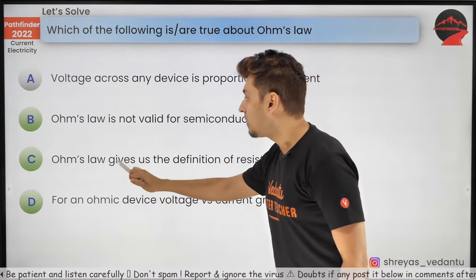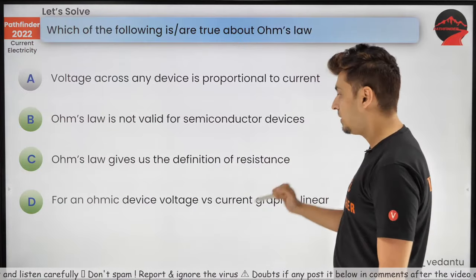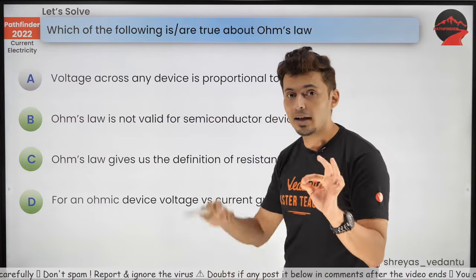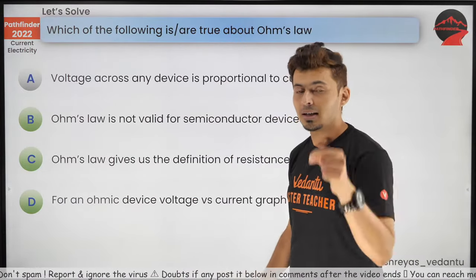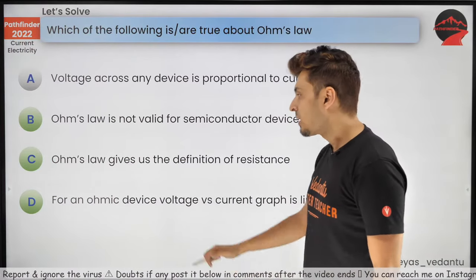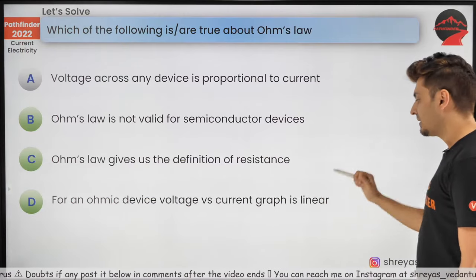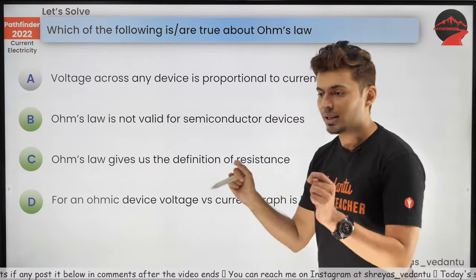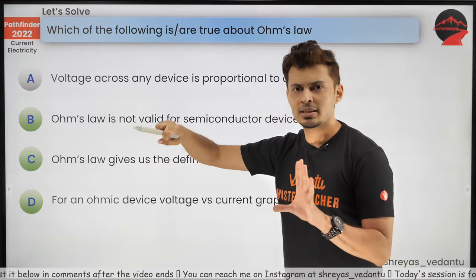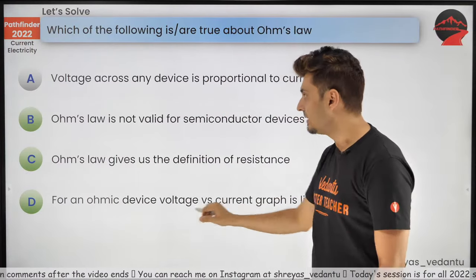Ohm's law gives us the definition of resistance. Exactly, R is V by I. It tells you the definition of resistance. For an ohmic device, the voltage versus current graph is linear. Correct. For an ohmic device, obviously voltage is directly proportional to current, so it is linear.